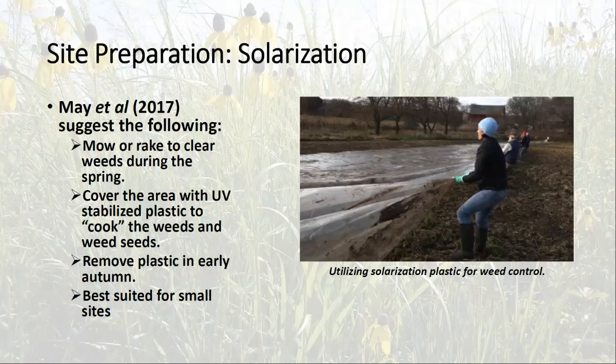The gist of this method is you mow or rake the weeds just like you did with the herbicide method. But instead of applying herbicide to the green up after you mow and rake, you cover that area with a UV stabilized plastic, which is meant to cook both the weeds that are trying to green up and even the weed seeds in those shallow soil areas. You remove the plastic in early autumn.